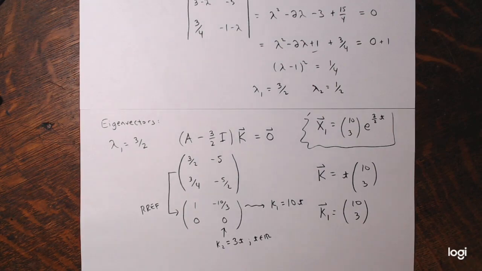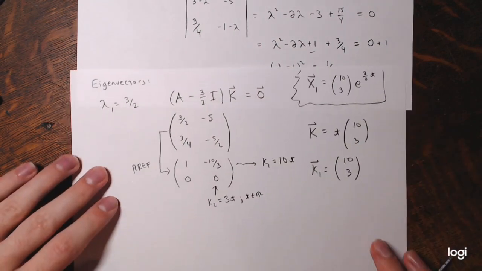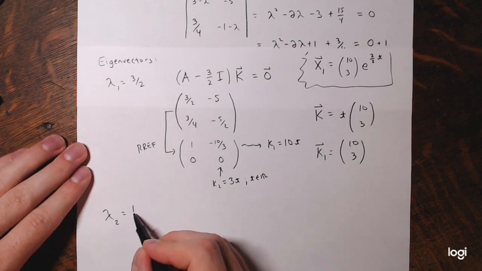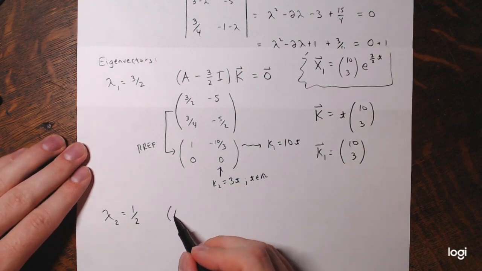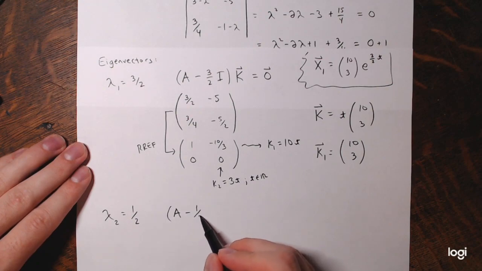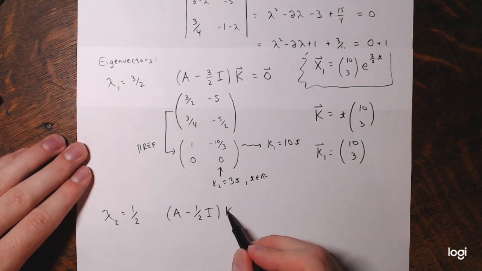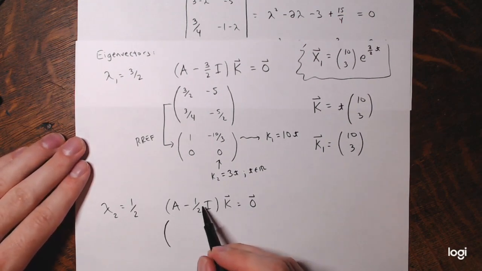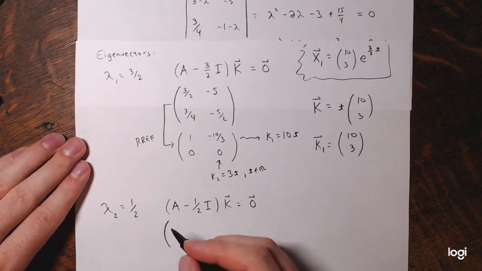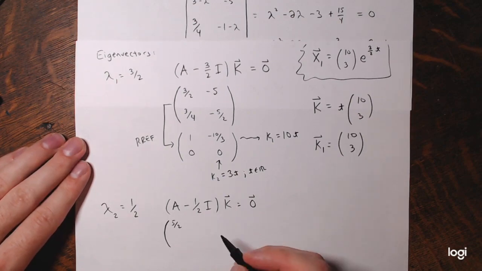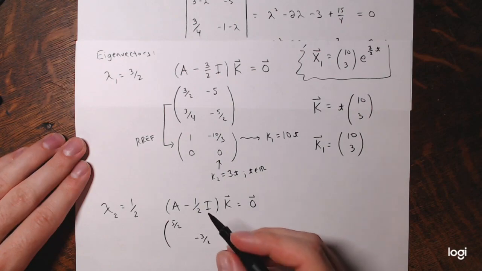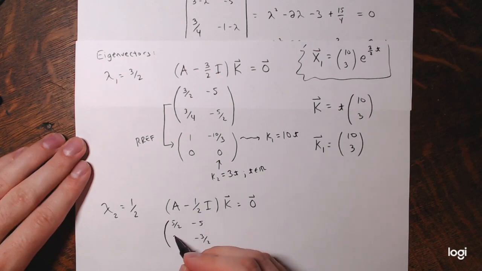Alright, then I do the same thing for lambda equals a half. So again, solving this equation here, A minus a half I times some vector k equals the 0 vector. So again, matrix A minus a half down the diagonals. So that's 5 halves, and then negative 1 minus a half would be negative 3 halves. Then we have negative 5 here, 3/4 here.